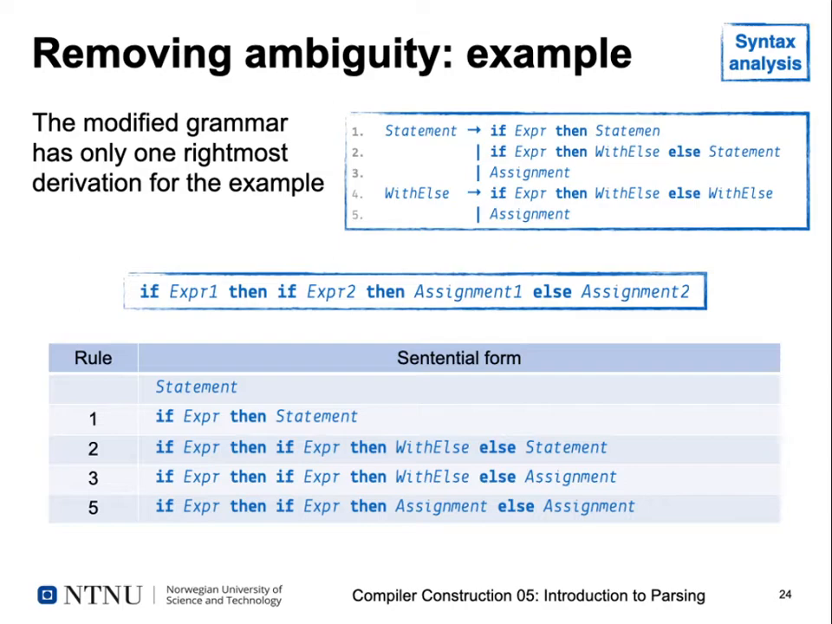So let's look at an example here. Our modified grammar, which we just repeated here, has only one rightmost derivation for the example. So again, we have our example here: if expression 1, then if expression 2, then assignment 1, else assignment 2.